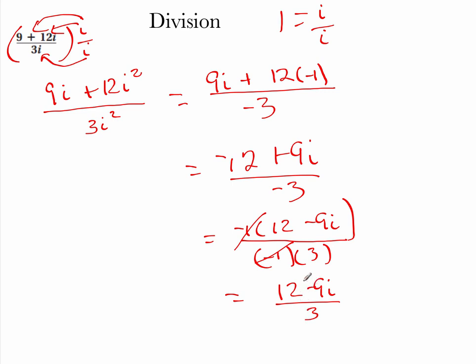Oh, lo and behold, we can actually do a little bit more simplifying, can't we? I didn't notice that. I could factor a 3 out of the numerator. 4 minus 3i divided by 3. So now those cancel. So this is 4 minus 3i. You always want to simplify it as much as you can.